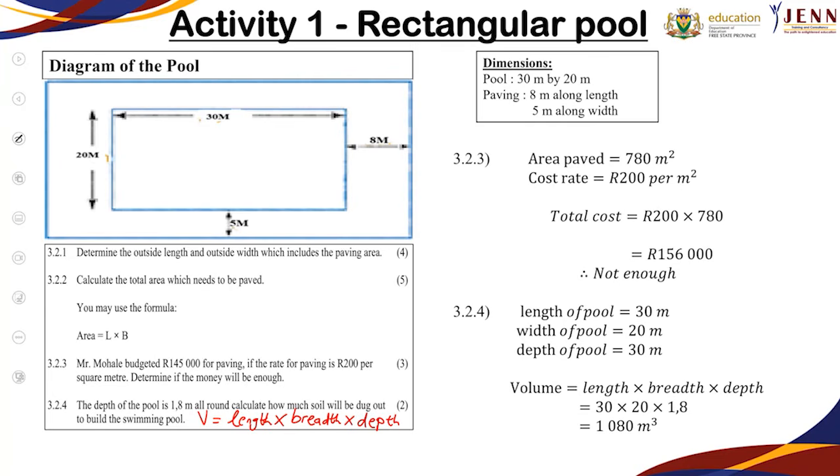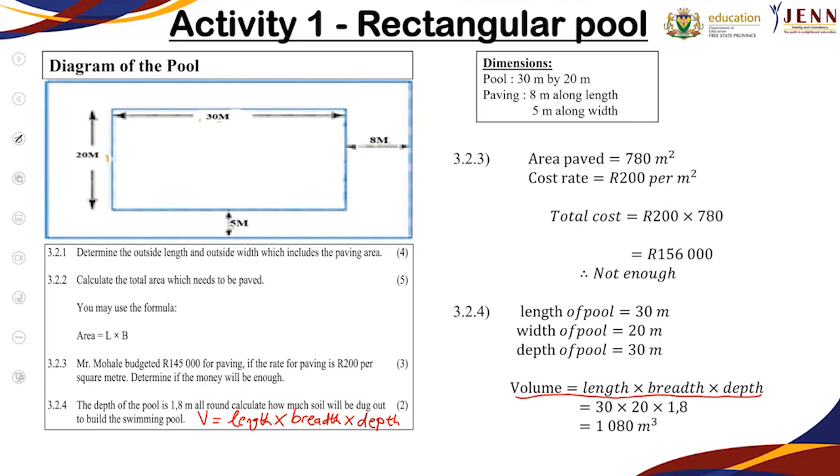Okay, depth. How deep is your pool? That's depth, right? So the pool is supposed to be 1.8 meter deep. So now how much should we dig out the soil? How much should we take out so that we can build this pool? In essence, they're talking about the height. So when they talk about the depth in this example, I've got my formula there: volume equals length multiply by breadth multiply by depth.